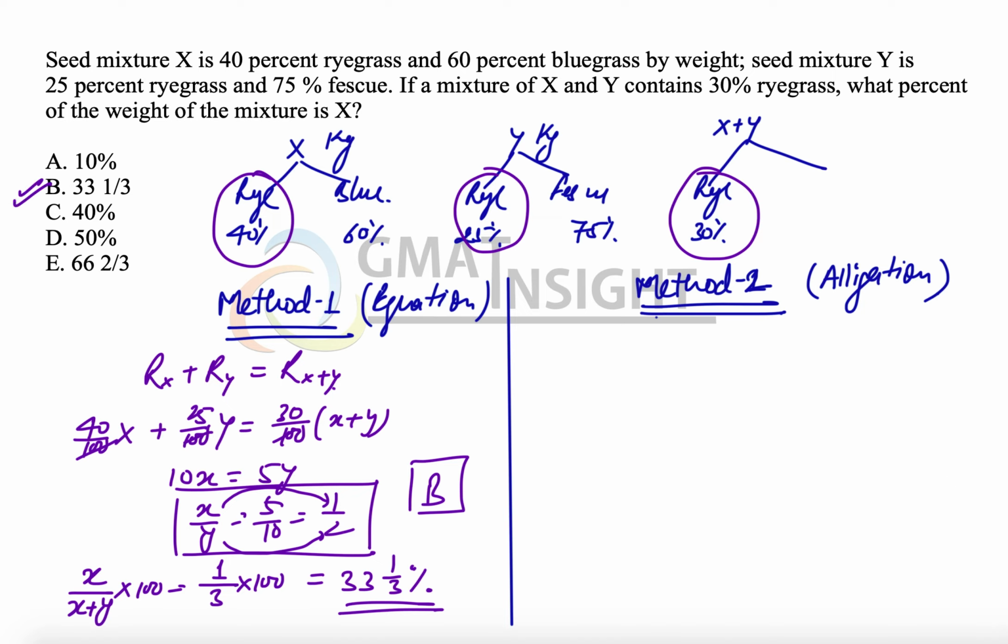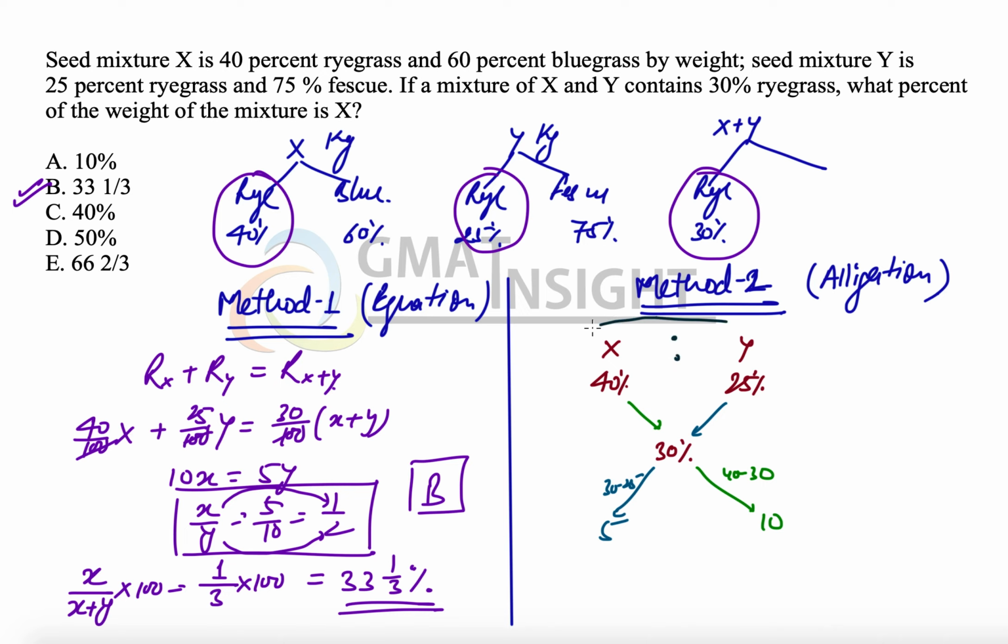Now method number 2. Method number 2 will be, we use the allegation method. So what we do is we write X here, Y here, and once again we have to do the allegation on just one common substance, which has to be ryegrass. So X is 40% ryegrass mixture, Y is 25% ryegrass mixture, and finally we have a 30% mixture. Now in allegation what we do is we take the diagonal differences. That means the difference of 40 and 30 we need to write here, that is 10, and the difference of 25 and 30 we need to write to the left. So we have to take basically the diagonal differences.